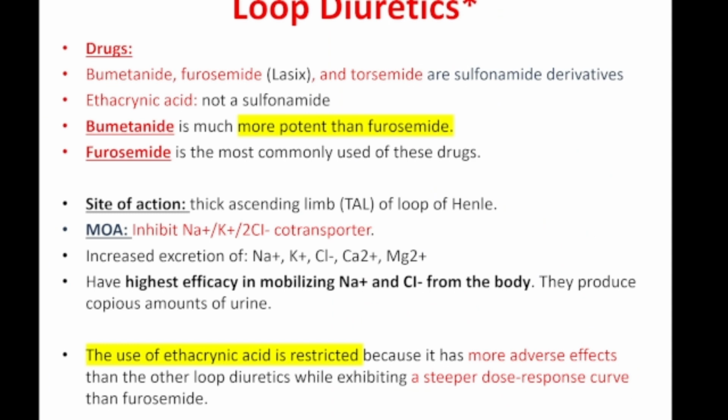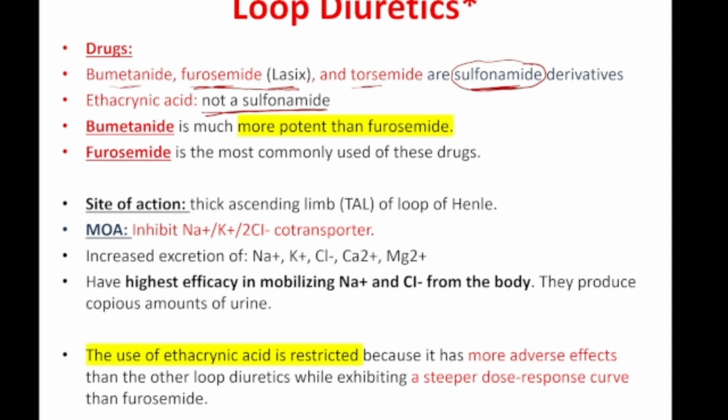Okay, the loop diuretic, as we discussed, we have a group of medication. We have four. We have furosemide, prototype, brand name Lasix. We have bumetanide, torsemide. These three medications belong to the sulfonamide derivatives. So we have four medications. The first three, bumetanide, furosemide, torsemide, are derived from the sulfonamide. Ethacrenic acid is not sulfonamide. So in general we have four medications: bumetanide, furosemide, torsemide, ethacrenic acid.